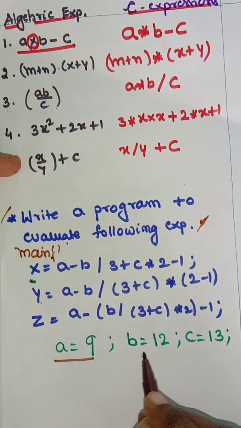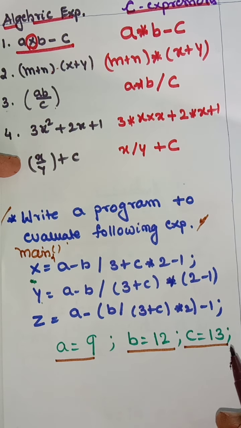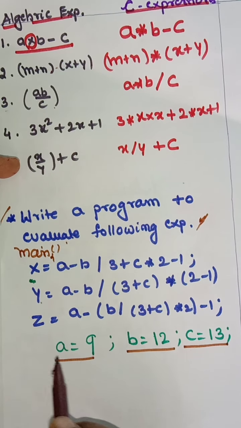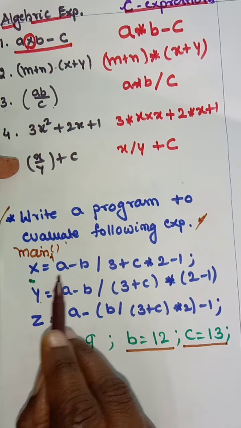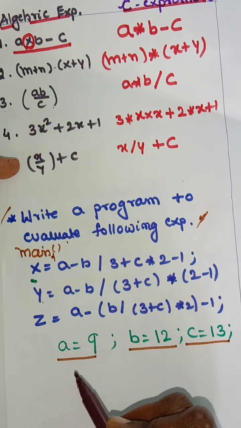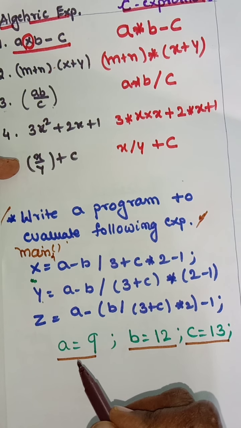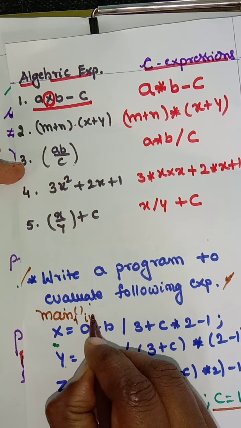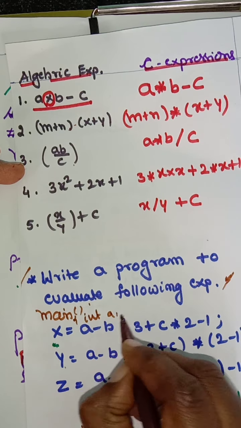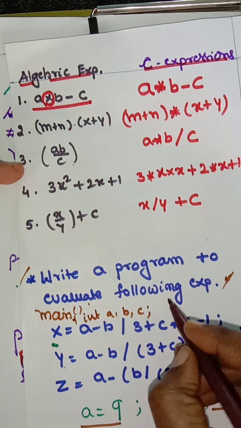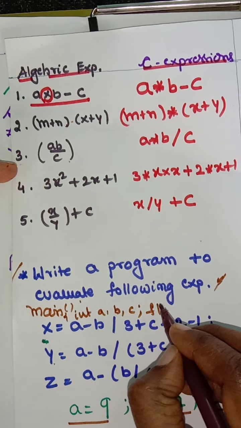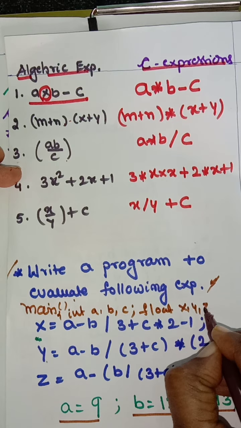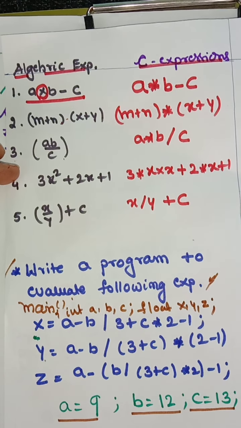So what do you have to declare? A, b, c are integer values, and x, y, z would also be integers. But if you are doing division, multiplication and all those things, you will get a float value. So I will write int a comma b comma c, and next I am going to declare float x comma y comma z.